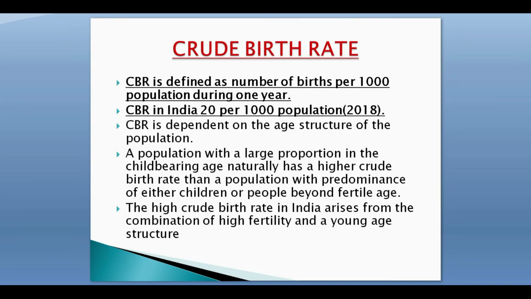Crude birth rate. The crude birth rate is defined as the number of births per thousand population during 1 year. CBR in India is 20 per thousand population. CBR depends on the age structure of the population. That is, a population with a large proportion in the childbearing age naturally has a higher crude birth rate than a population with predominance of either children or people beyond fertile ages. The high crude birth rate in India arises from the combination of high fertility and a young age structure.